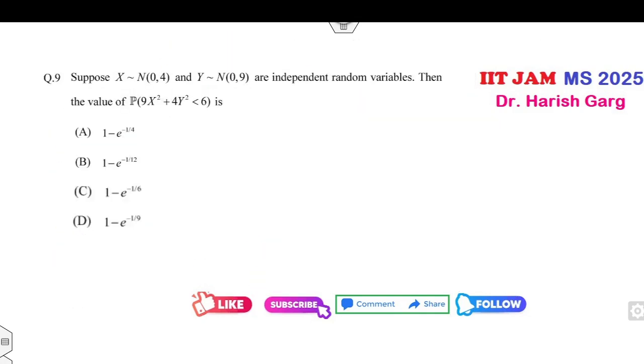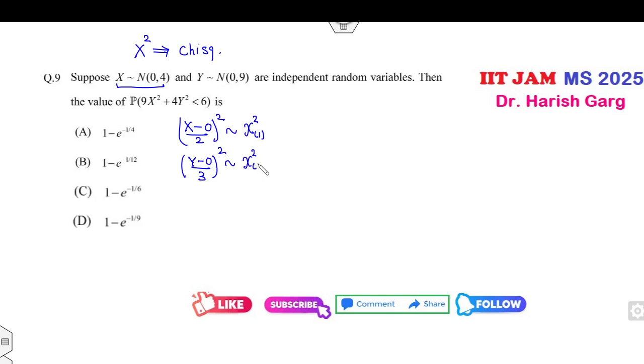चलिए अगला क्वेश्चन करते हैं. 9th. X follows normal distribution, Y follows normal distribution, and here very simple. What I told you, whenever you will see the x square, your target is to write in the chi-square form. Fine. Can you write the chi-square? X minus mu divided by sigma will follow chi-square degree 1. Similarly, y minus 0 divided by 3 will follow my chi-square degree 1.